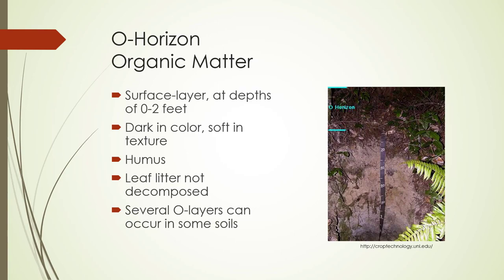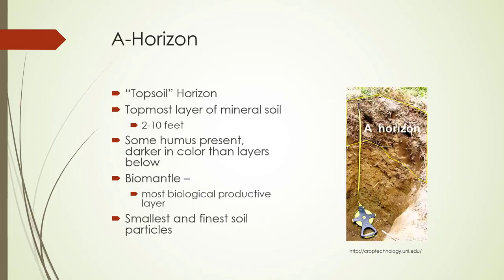So the O horizon is the surface layer at depths of 0 to 2 feet, though we're unlikely to have 2 feet in this particular area. It's dark in color, very soft in texture. It's composed of humus and leaf litter that's not decomposed. And some soils actually have several O layers in them, especially more organic soils.